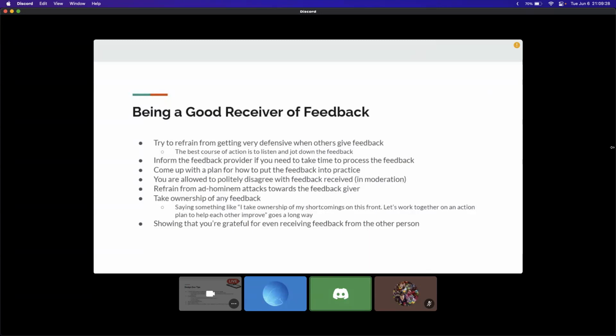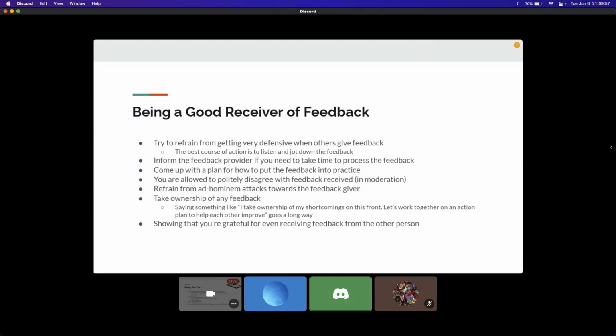So the second thing you have the power to do as a receiver of feedback is you can totally inform the feedback provider if you need to take time to process the feedback, especially if there's a feedback you disagree with or you seem to not understand the suggestion. You are totally allowed to ask the feedback provider if you need to take time to process. Everyone has different mileage and you want to be cognizant of that for yourself and also as a feedback giver.